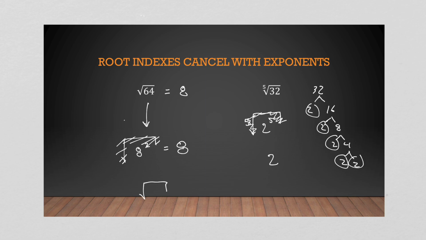Okay, the square root of x squared is x. The cube root of x cubed is x. The fourth root of x to the 4 is x. The root index and the same exponent cancel each other out.